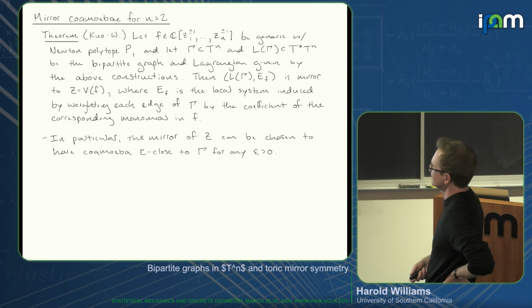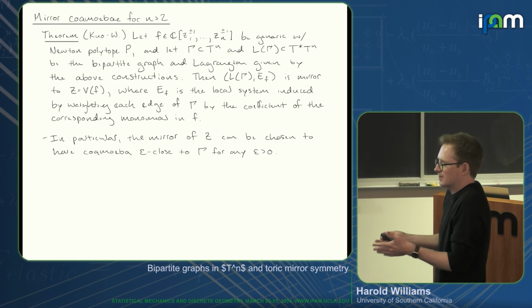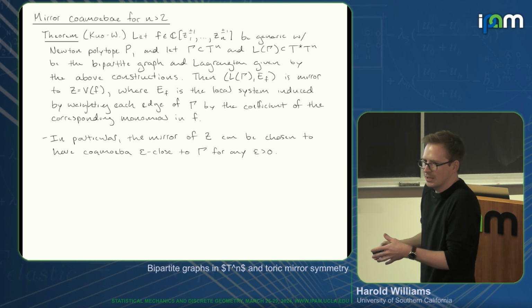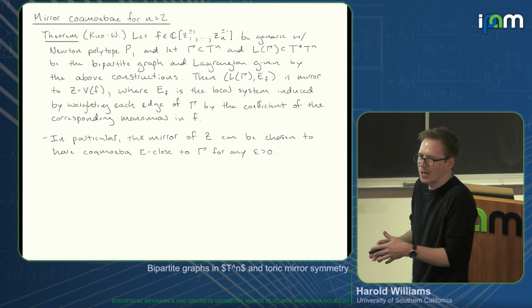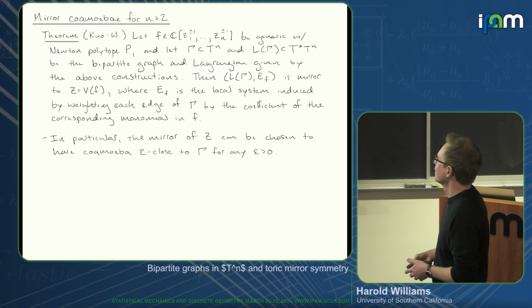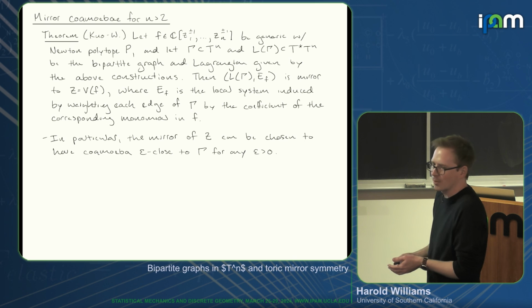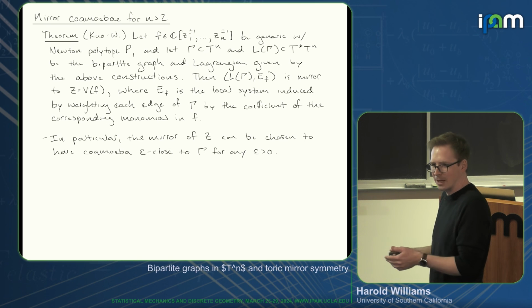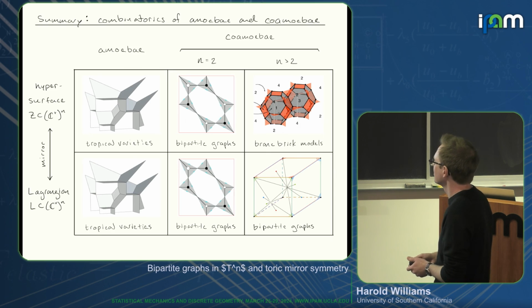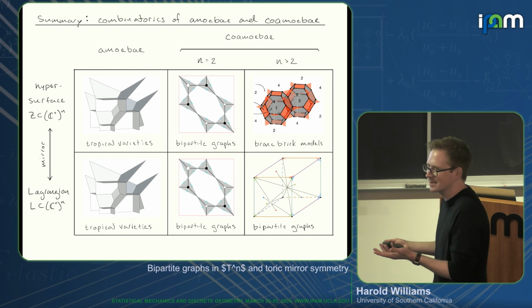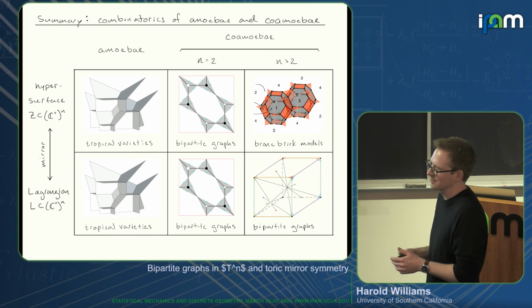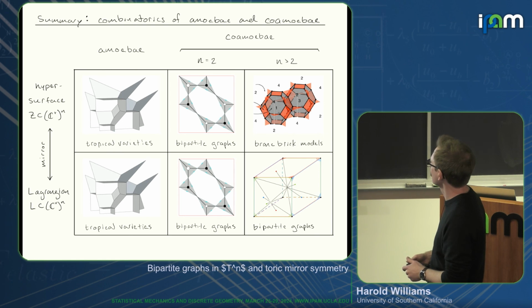In particular, in choosing L, I could choose it to be as closely approximated by the graph as I want, so I could choose the mirror to have coamoebae arbitrarily well approximated by this graph. And so now here's our completed picture of the combinatorics of amoebae and coamoebae of hypersurfaces and their mirrors.